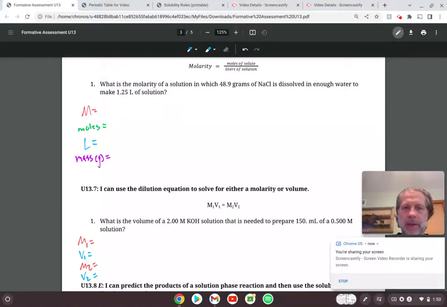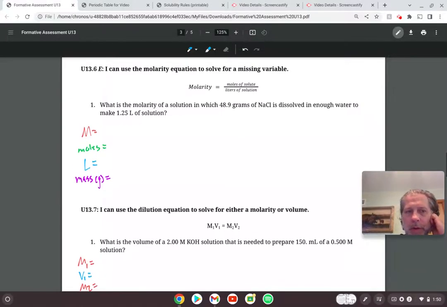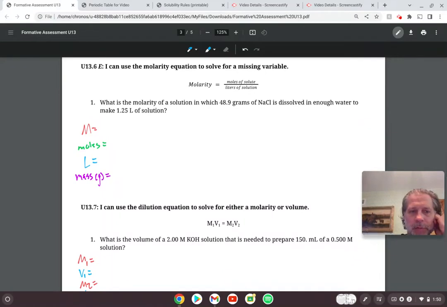Okay, we're going to be looking at the next section of the quiz here. We're looking at learning targets 13.6, 13.7, and 13.8 on this one. And learning target 13.6 really talks about the molarity equation and solving it for a missing variable.